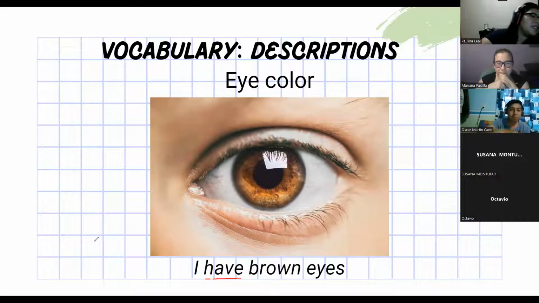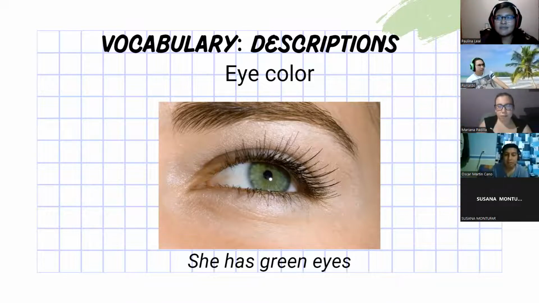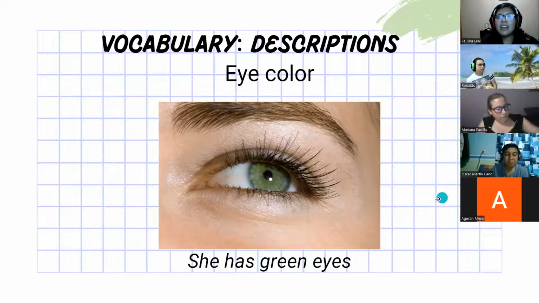I think my computer is dying. Okay. Now, if I don't have blue or brown eyes, I probably have green eyes. In this case, she has green eyes. Go ahead and repeat after me. She has green eyes. Wonderful. Now, besides the color of the eyes, what else can I describe in a person?